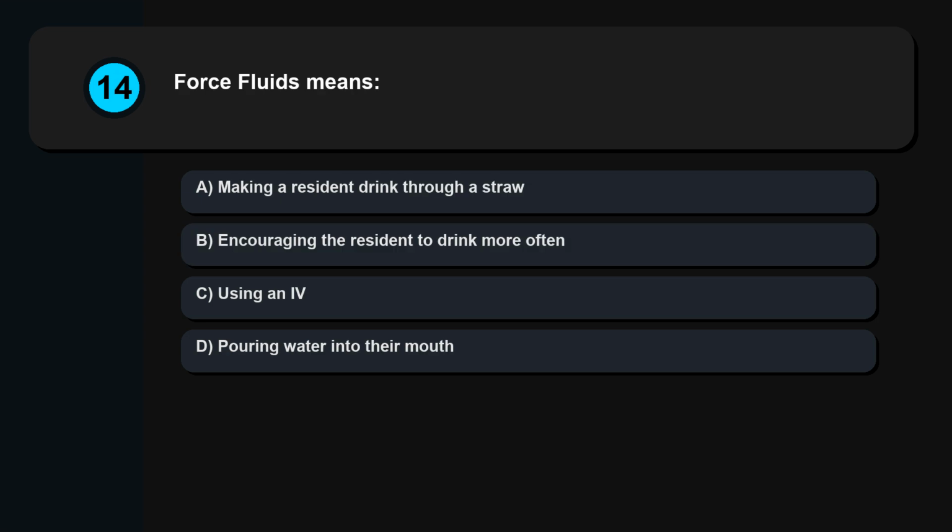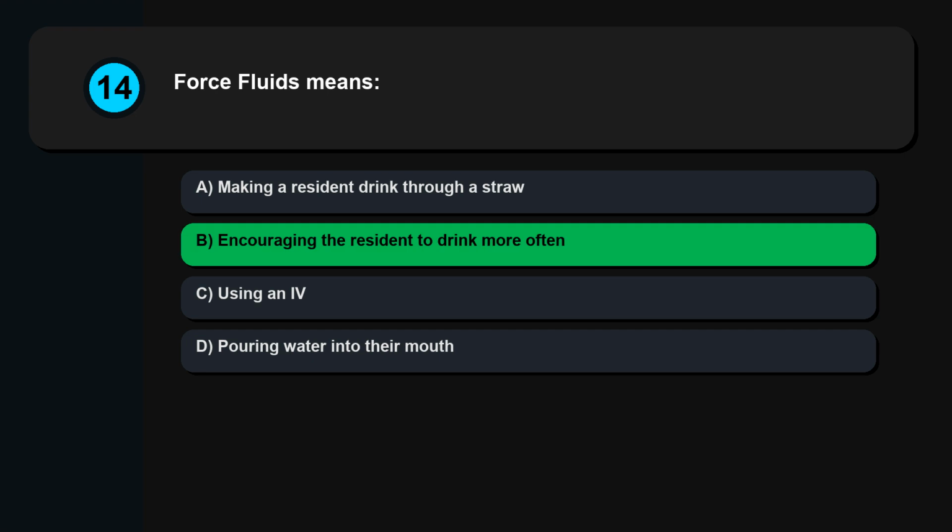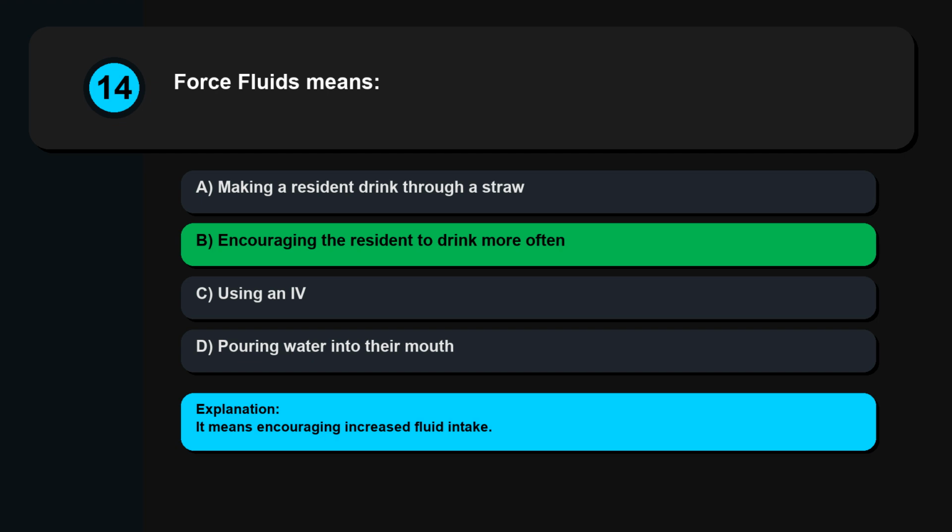Question 14. Force fluids means making a resident drink through a straw, encouraging the resident to drink more often, or pouring water into their mouth. It means encouraging increased fluid intake.